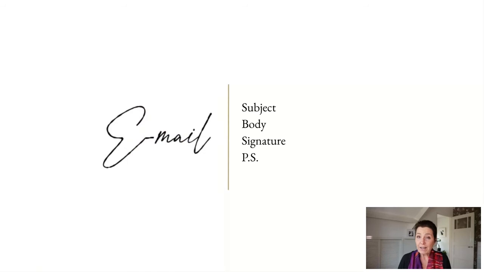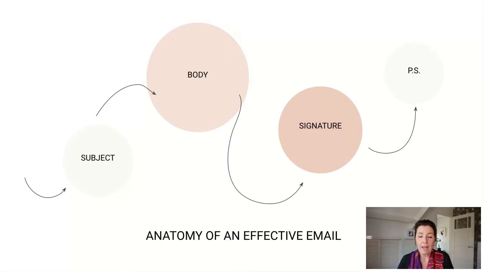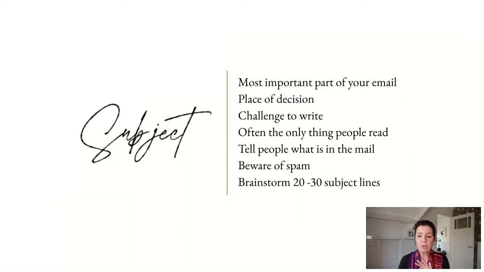So a subject line, the body, the footer, so the signature, and the PS, are important parts of your email structure. And all these parts will either amplify what you're trying to say or distract from it. And of course, we're here to make effective emails. So we want all these main parts aligned in your email. Let's start with the subject.